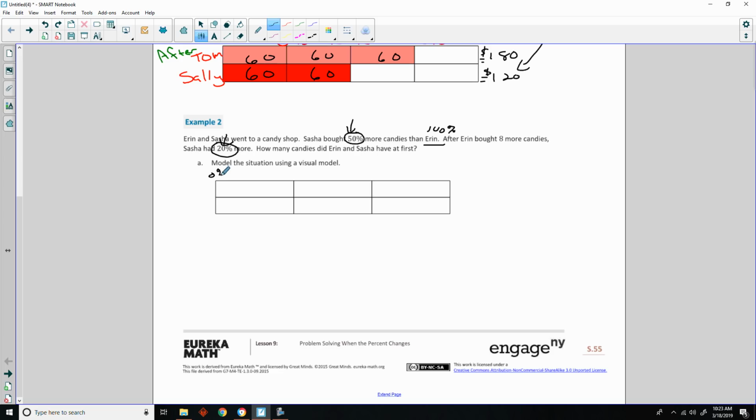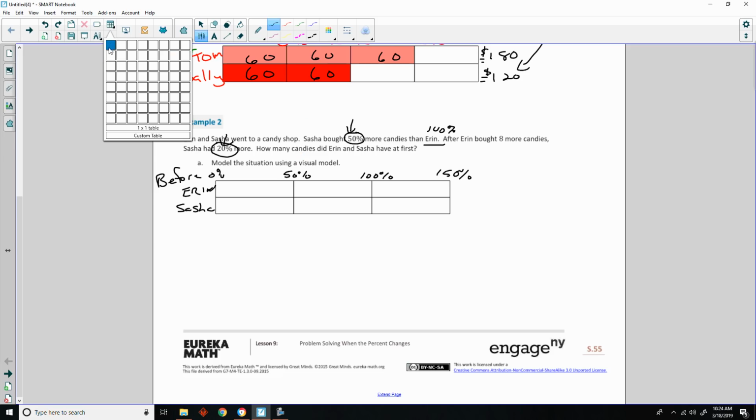And then I will make this 0%, 50%, 100%, and 150%. And we're talking about Erin and Sasha. Okay, this is before, and now we need to do an after. So an after is still going to be Erin and Sasha, but we're going to do 20% increments now. So we have 20, 40, 60, 80, 100% would represent somebody's amount, but the other one has 20% more, so I'll go out 2 more.